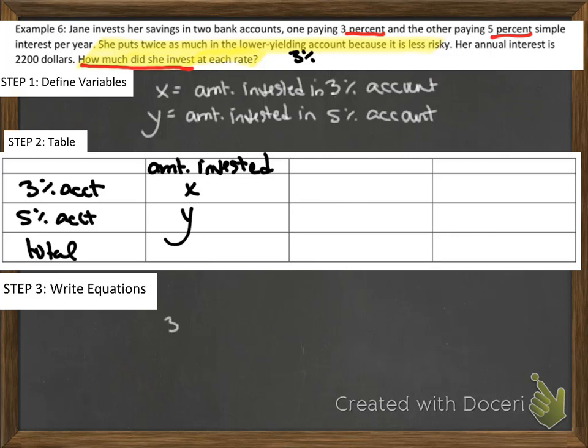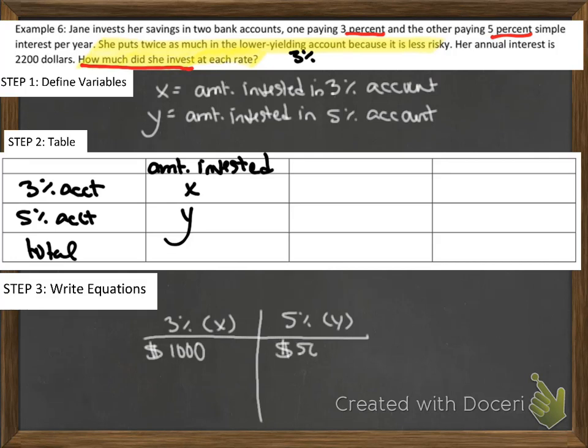Okay, so this is the 3% account, so we'll call this X, right? And this is the 5% account, Y. All right, so let's see. So it says she puts twice as much in the lower yielding account. So the lower yielding account is going to have more money. So if she puts $1,000 in the lower yielding account, that is twice as much as the 5% account. So she only put $500 in the 5% account.